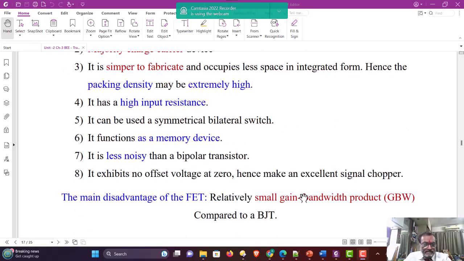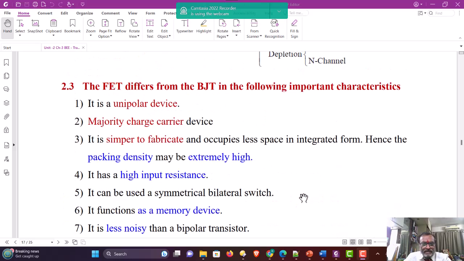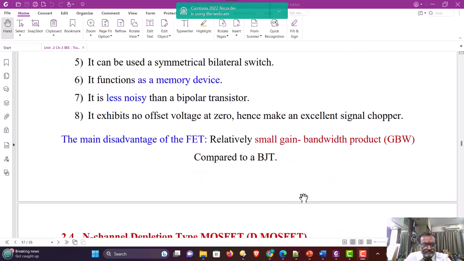The FET devices and MOSFET devices are less noisy compared to bipolar transistors. They exhibit no offset voltage at zero, hence make excellent signal choppers. These comparisons and various differences in the characteristics may be asked for 3 to 4 marks in the examinations.